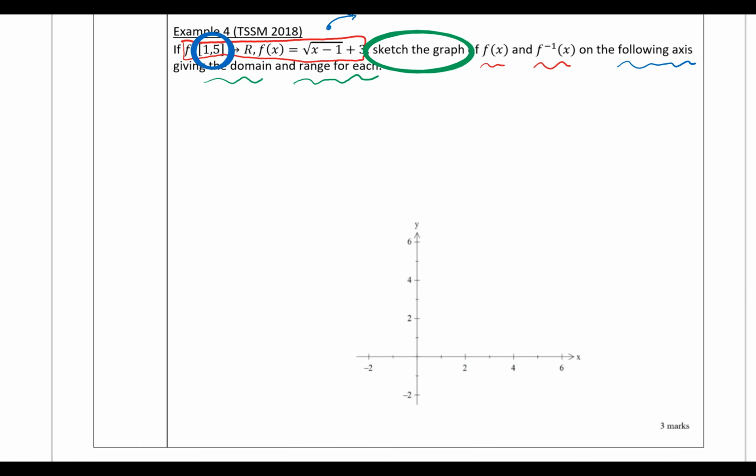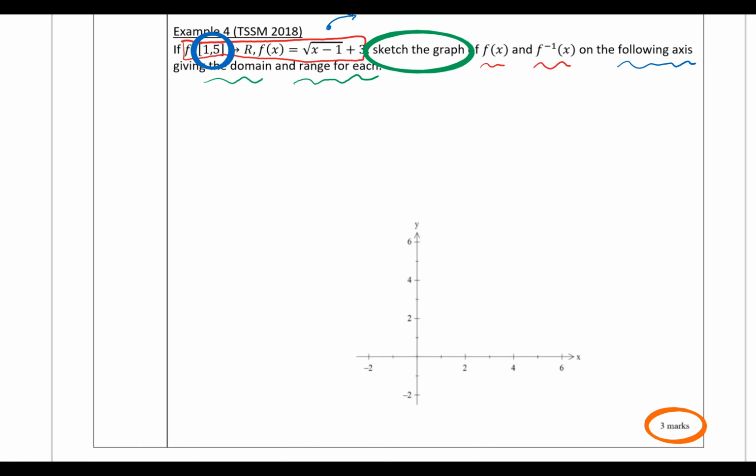Now I can usually notice this because it's worth 3 marks. If this was just asking me to sketch a graph, it'd be worth 2 marks. And that's usually the way that these exams work. So pause the video, give this a go, and we'll do the solution in a moment.